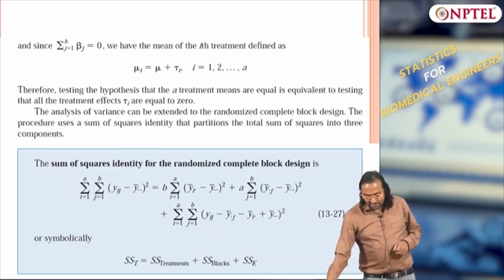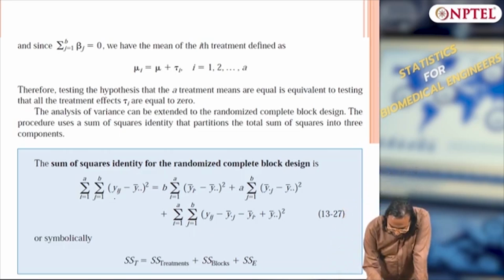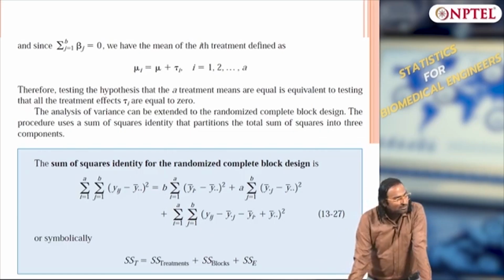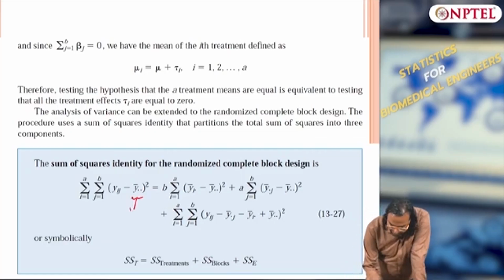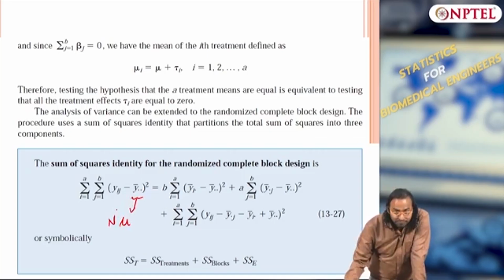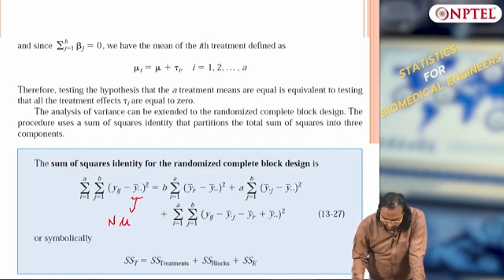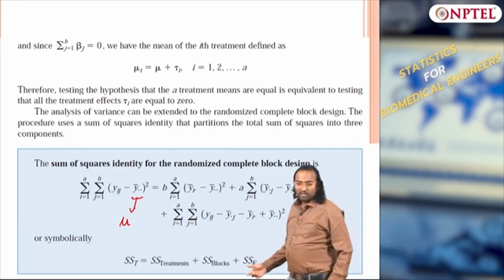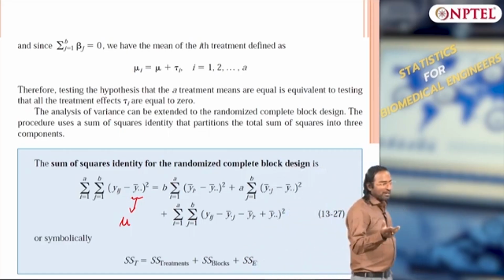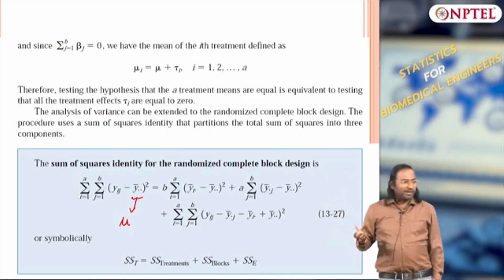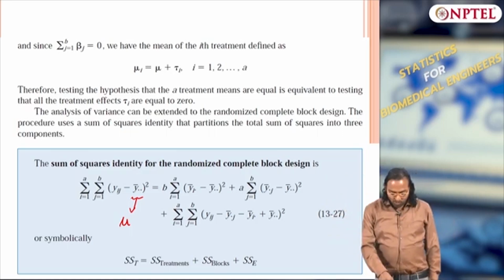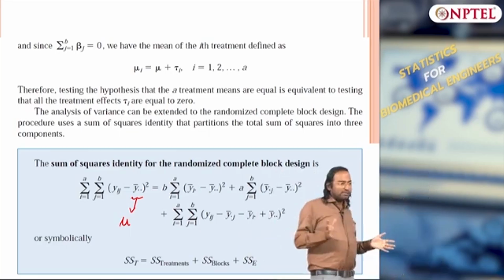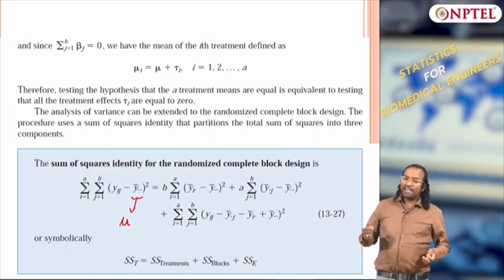Okay, so if you look at each term, y minus mu the whole square, that is the overall variance. What is y bar dot dot? It is nothing but my mu. Y dot dot is N mu, where capital N is the total number of data points. So y bar dot dot is mu, so the total variability is y minus mu the whole square, which, if I want to write it term wise, is yij minus mu the whole square.